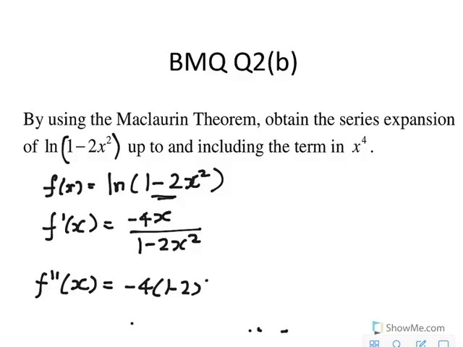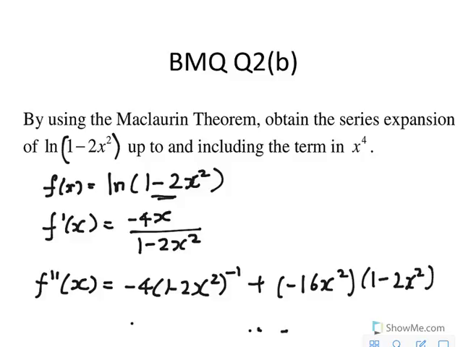So 1 minus 2x squared to the power of negative 1. Okay, so this is done by differentiating f prime x again. So I'll leave the differentiating to you. It's actually quite a tedious process. Okay, so this question is quite long. This will be your f prime x. Okay, what about f triple prime?